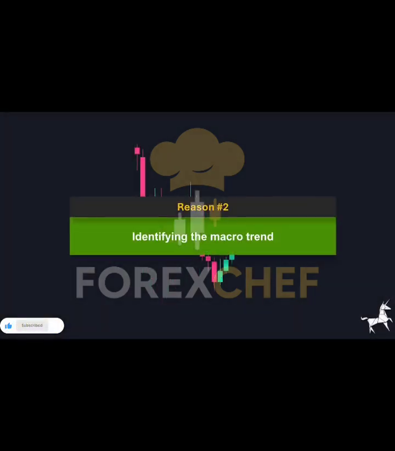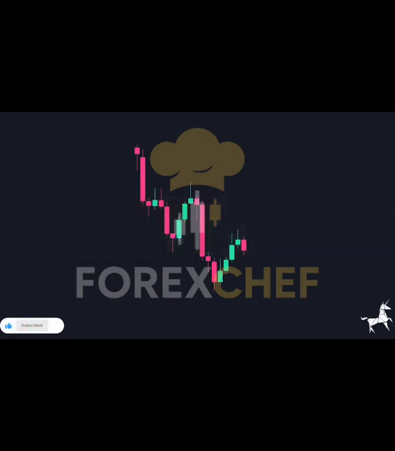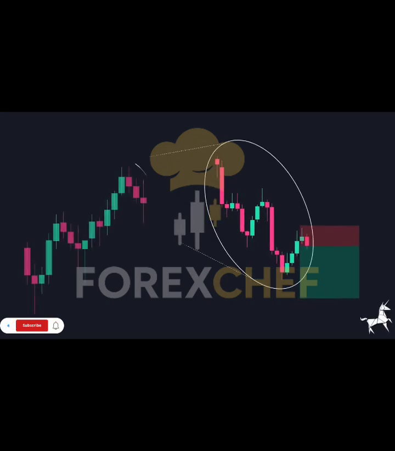Reason number 2. Identifying the macro trend. The best trading setups occur when the higher time frame and lower time frame are in alignment. Imagine entering a trade on the 15-minute chart just because you see a bearish structure forming. But without checking the higher time frame, you miss the fact that this downtrend could simply be a corrective move within a larger bullish trend. In this case, the price can reverse at any moment and continue in the major bullish direction.